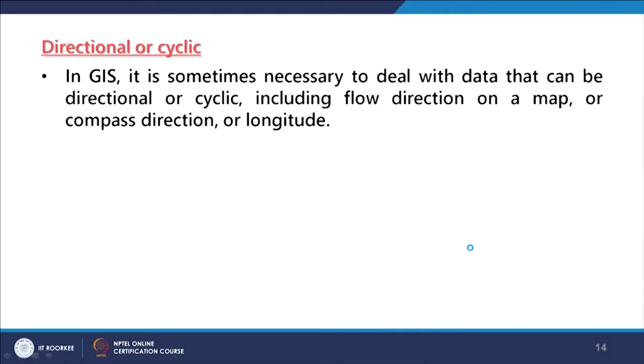So in GIS it is sometimes necessary to deal with data that can be directional or cyclic. Here I want to mention that in earlier GIS systems this capability was not there, and we had a lot of difficulties when we started using GIS for directional data. But now most of the popular GIS software have capabilities of handling directional or cyclic attribute data very smoothly. The only thing is, while bringing data into your database, you have to declare that the field is going to be directional.